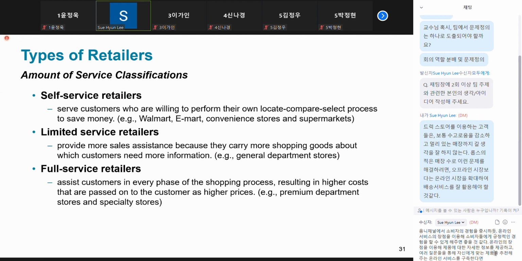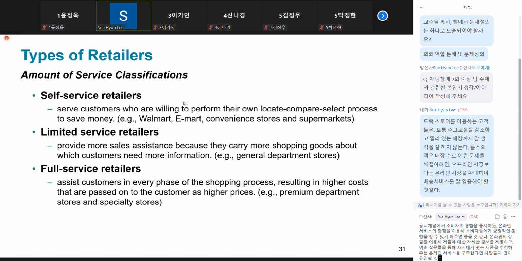Retailers can be classified in terms of several characteristics, including the amount of service they offer, the breadth and depth of the product lines, the relative price they charge, and how they are organized. Self-service retailers serve customers who are willing to perform their own locate, compare, select process to save money. Okay, that's self-service retailers. Limited service retailers provide more sales assistance because they carry more shopping goods about which customers need information. For example, general department stores.